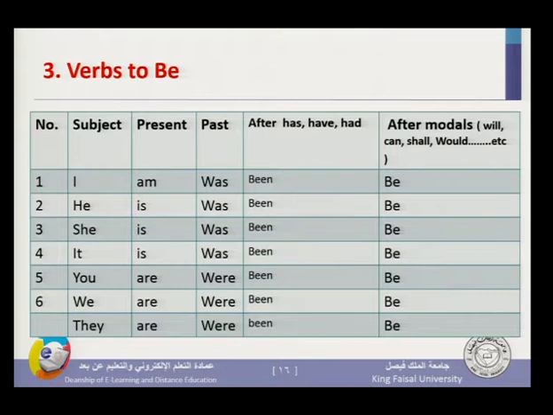Subjects: I, he, she, it, you, we, they, all of them are considered subject pronouns. In the present we say I am, he is, she is, it is, you are, we are, and they are. In the past, am becomes was, is becomes was, is becomes was as well, are becomes were. After has, have, and had, we couldn't say was; we have to use only been. So I say I have been, he has been, for example. But it is wrong to use any other tense, like was or is or are, if you have has, have, or had.